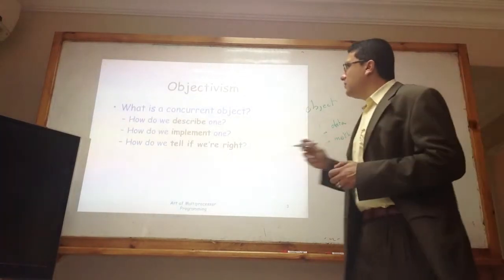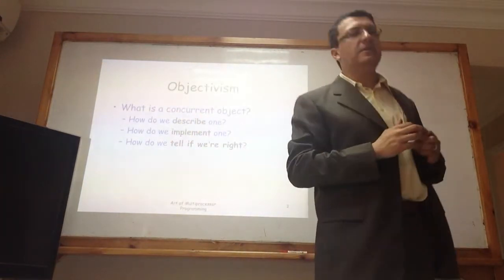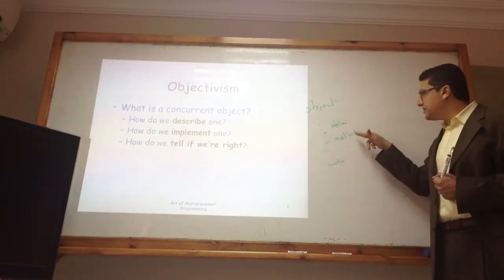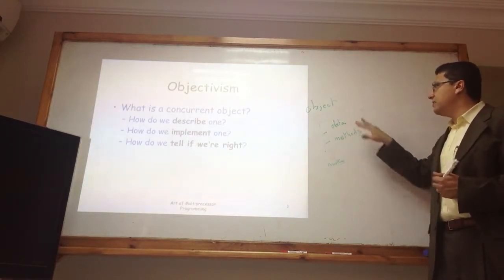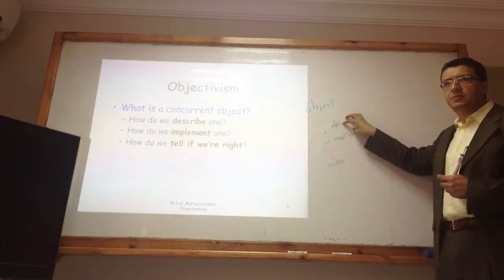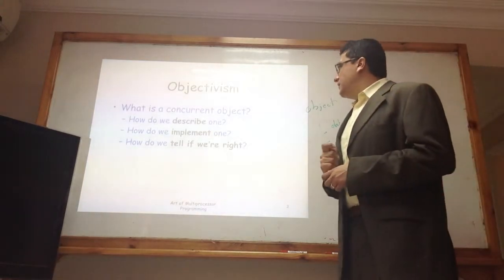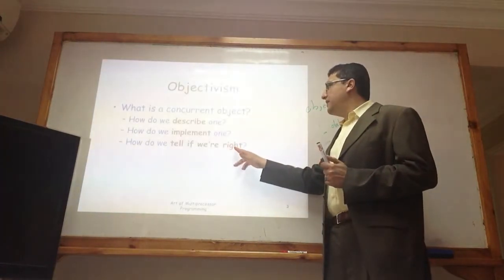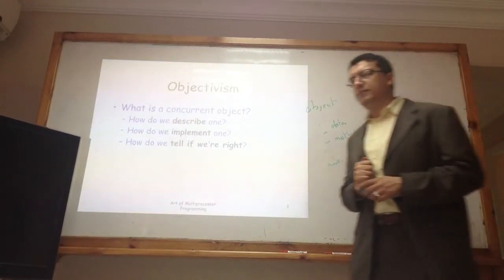If we want to talk about a concurrent object, concurrency here means that you can have many threads or processors invoking maybe the same method, or maybe different methods of this object, but they're still operating on the same data or on the same object. So things can go crazy if we are not careful. How to describe one? Easy. How to implement one? It's easy to show, but then how to tell if we are right? This is difficult. This is very important to resolve.